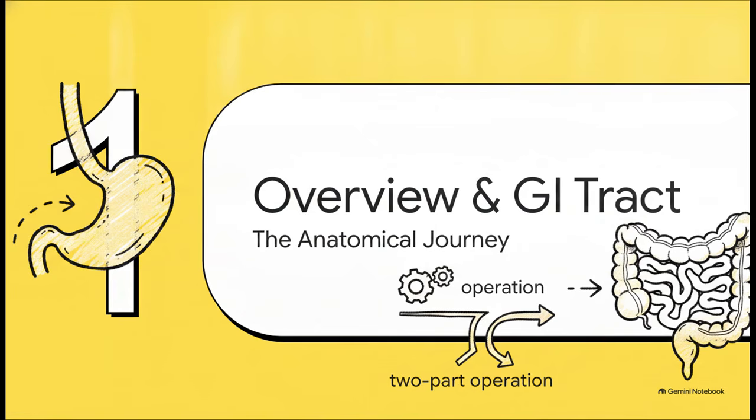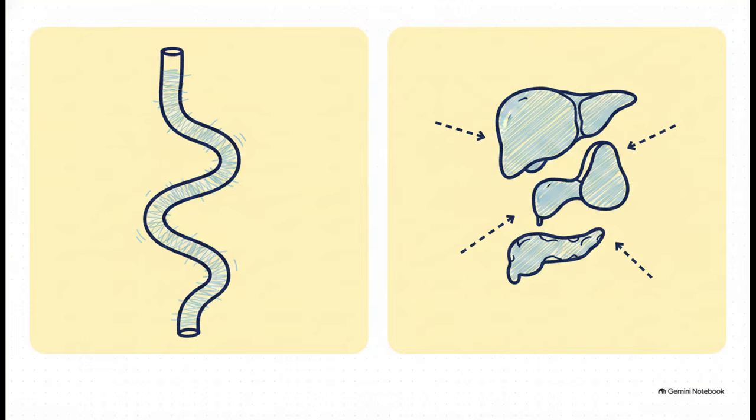The anatomical journey begins. Okay, let's dive right into this. To really understand digestion, you've got to see it as a two-part operation. First up, we have the alimentary canal, which you probably know better as the GI tract. Think of this as one continuous hollow tube running all the way from your mouth straight down to the anus. Food actually travels directly through this path.